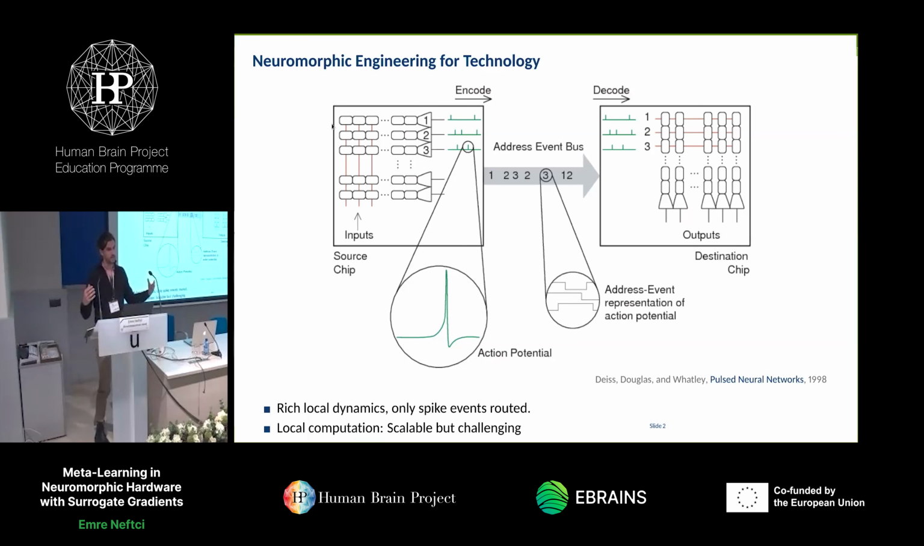We can build a lot of neurons. In fact, those chips that we can build, we can just have multiple of them and essentially copy-paste the layout for each of those neurons. This is very scalable, but it's also very challenging.